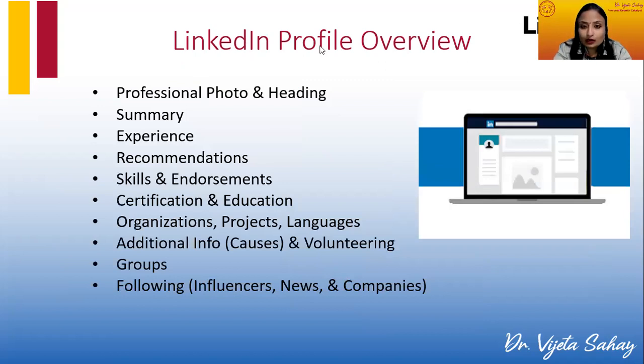Now, these are the things that we can have on LinkedIn: a professional photo and a heading, the summary, experience, skills and endorsements, recommendations, certifications and education, organizations that you have worked with, projects that you have done. These are very important for a person who is looking for assignments, internships, or jobs via LinkedIn. You need to position your projects on LinkedIn, whatever projects you have done, the languages that you can speak, and maybe additional causes like volunteering. So we will deep dive tomorrow in detail into what these sections are and how you can incorporate them, right?